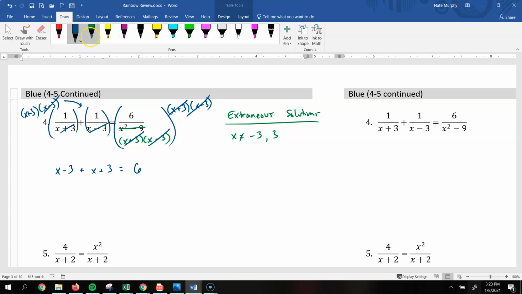So now let's solve this equation. x plus x is 2x. Negative 3 plus 3 is 0. So we'd have 2x equals 6. So that means that x equals 3. So that's our answer. But I checked that with my extraneous solutions. That's why we always start with that at the beginning, so that way we can always check our answer against that. And we see that x can't equal negative 3 because it's an extraneous solution. So there's no solutions here.